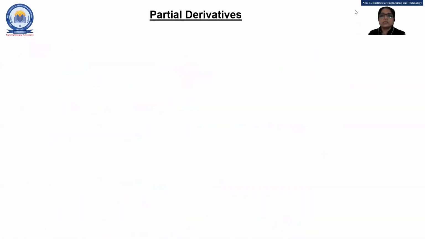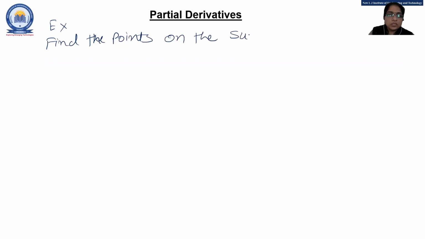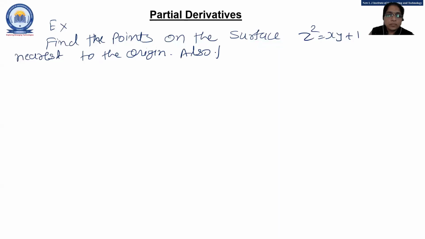Okay, so we'll move on with one more example. Very good. Find the points on the surface z square is equal to xy plus 1 nearest to the origin. Also find that distance.